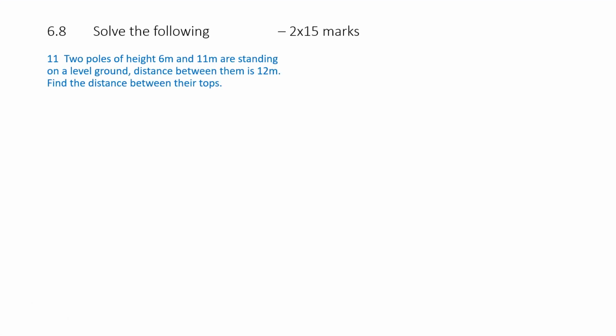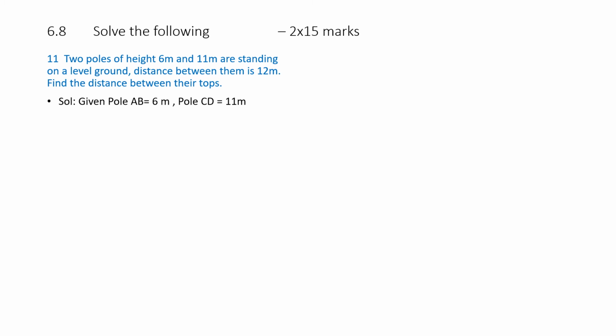Solve the following. Two poles of height 6 meter and 11 meter are standing on a level ground. Distance between them is 12 meters. Find the distance between their tops. That is, one pole is 6 meter and the other pole is 11 meter. They are on the same level ground and they are separated by 12 meters distance. And we have to find the distance between their tips.